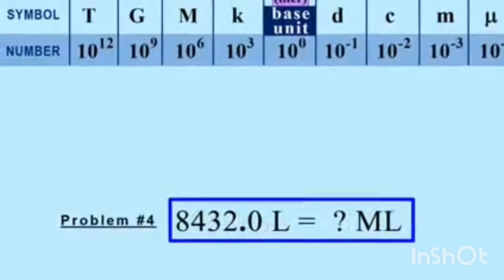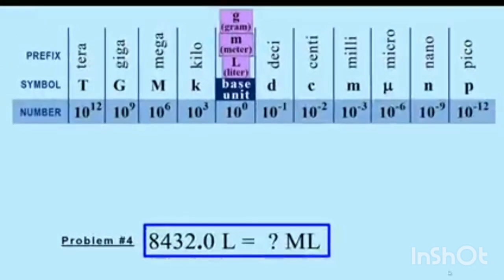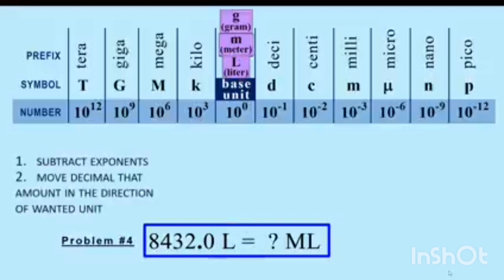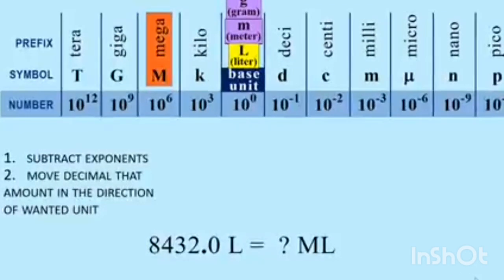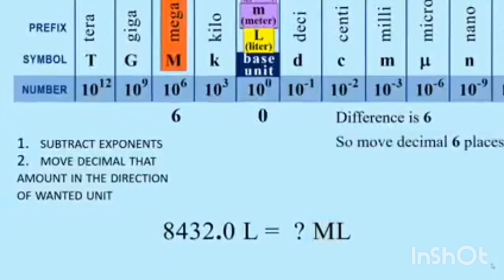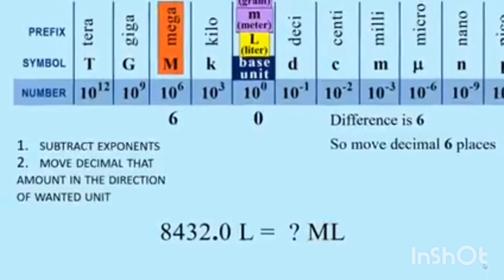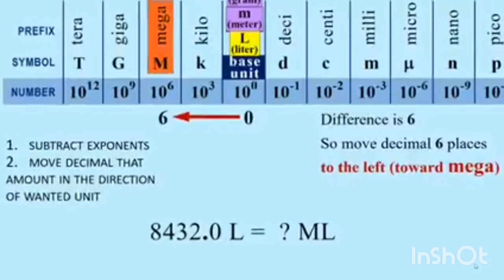Let's try one more problem. Stop the video, see if you can work out problem number 4, and then start the video to check your answer. Notice that the first symbol is by itself, so it is a base unit. So we want to start with the base unit liter and want to get to mega. Base units have an exponent of 0. Mega is 6. The difference is 6. Mega is the wanted unit, so the decimal is moved 6 places to the left toward mega.